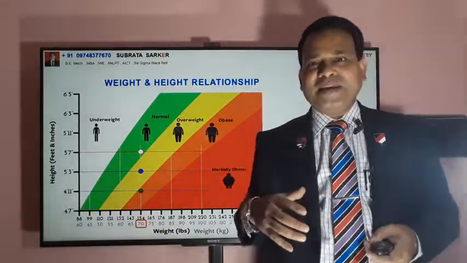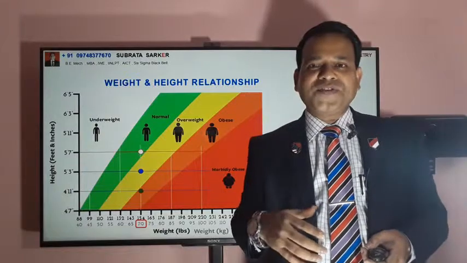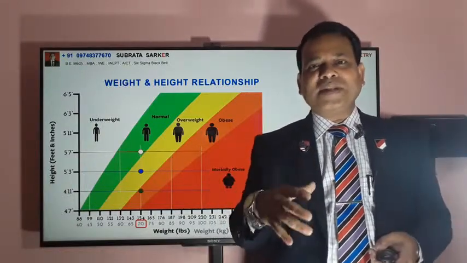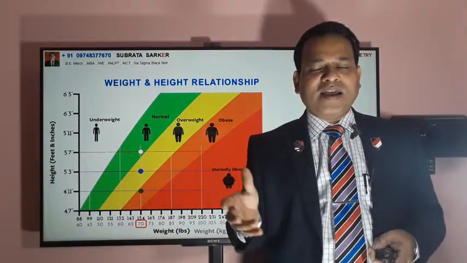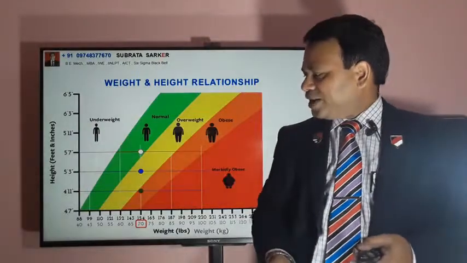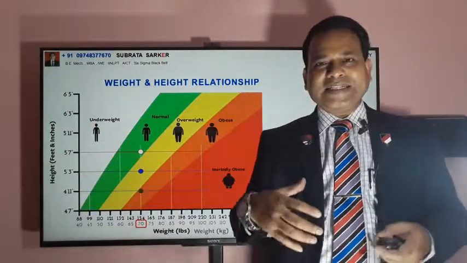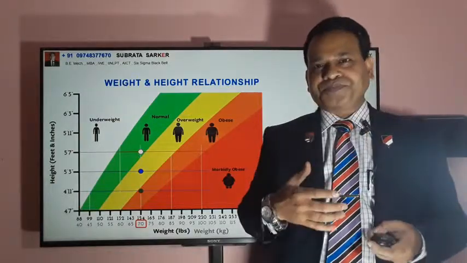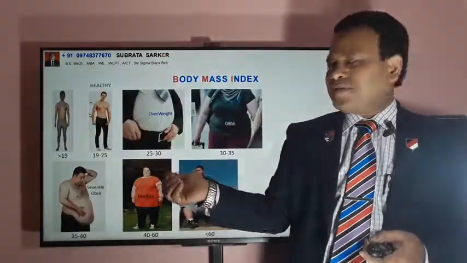Say your weight is 70 kg and your height is 1.6 meters. Your body mass index will be 70 divided by 1.6 times 1.6, which is about 28. So you will be in this overweight region. This is the concept of body mass index, and you can see it here in the photograph.